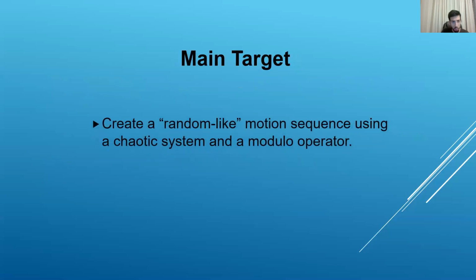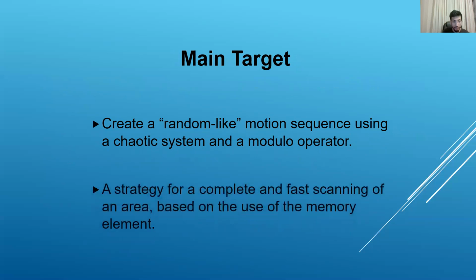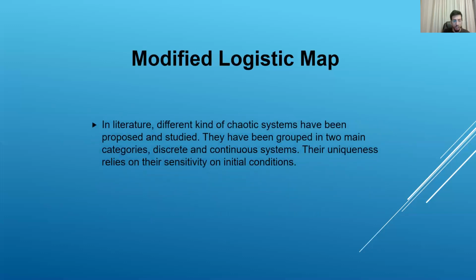In our case, we want to create a random-like motion sequence using a chaotic system and a modulo operator. And secondly, we want to create a strategy for complete and fast scanning of a given area based on the use of a memory element. In literature, there are different kinds of chaotic systems. They have been grouped in two main categories, discrete and continuous, and their uniqueness relies on the fact that they are very sensitive to initial conditions, as I said before.